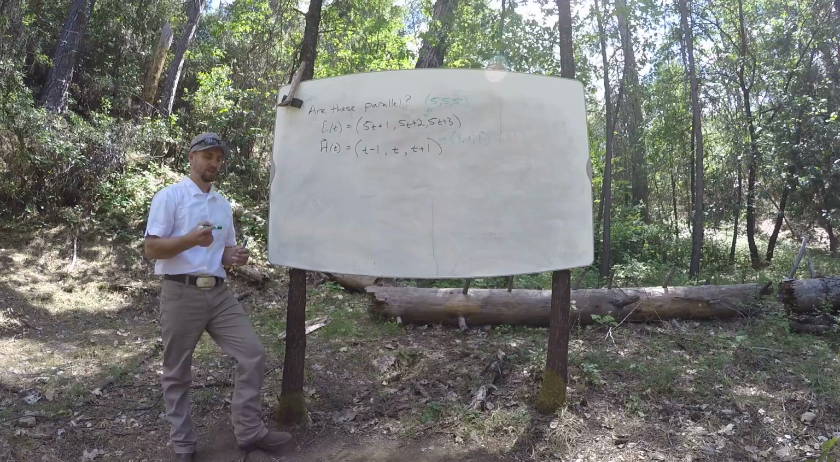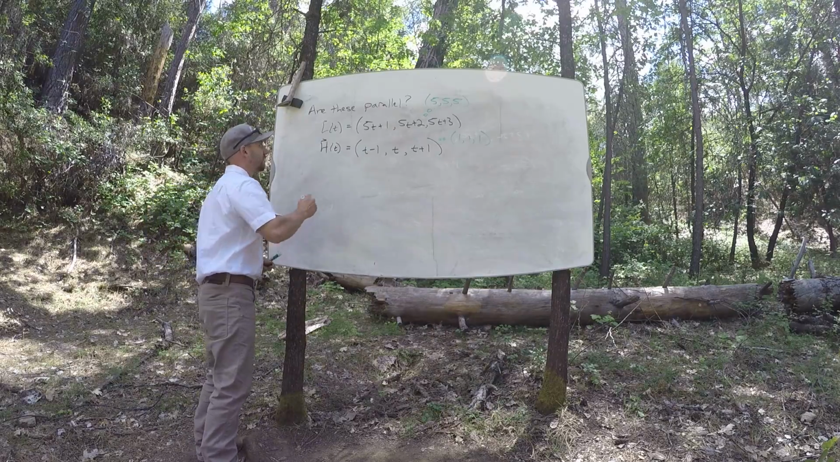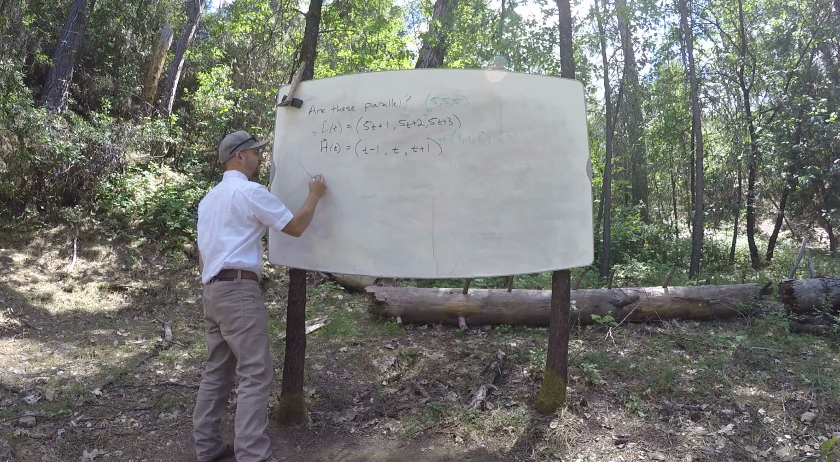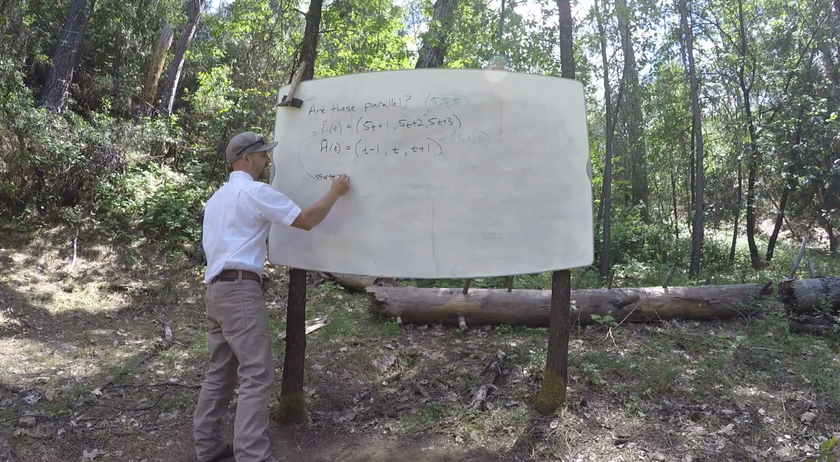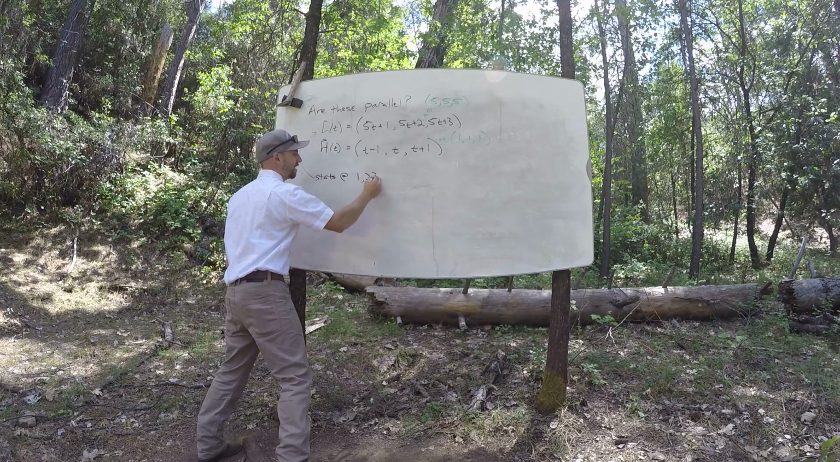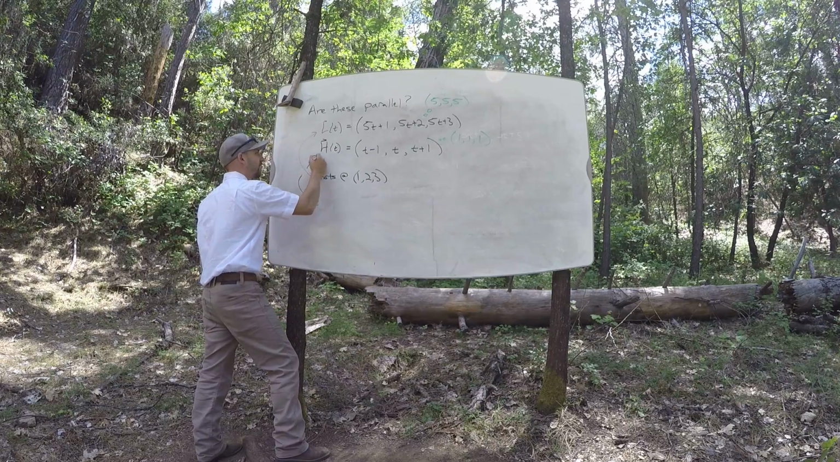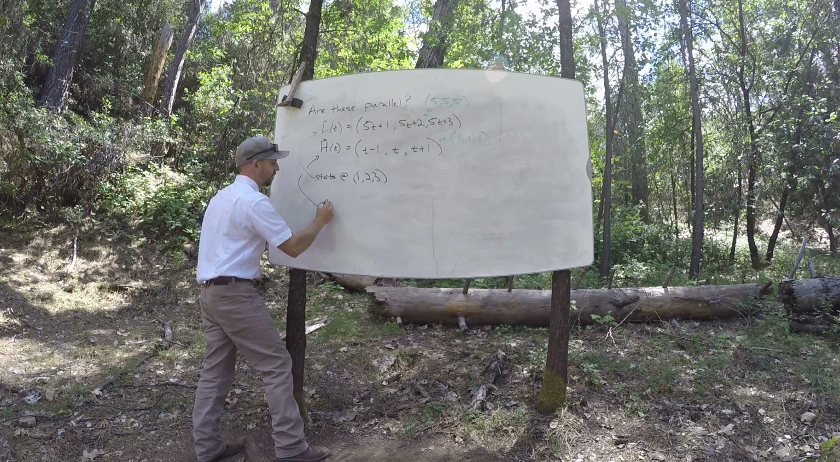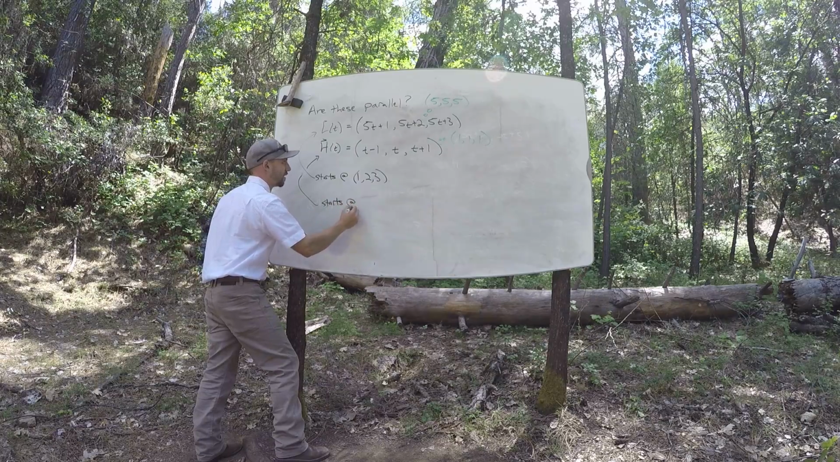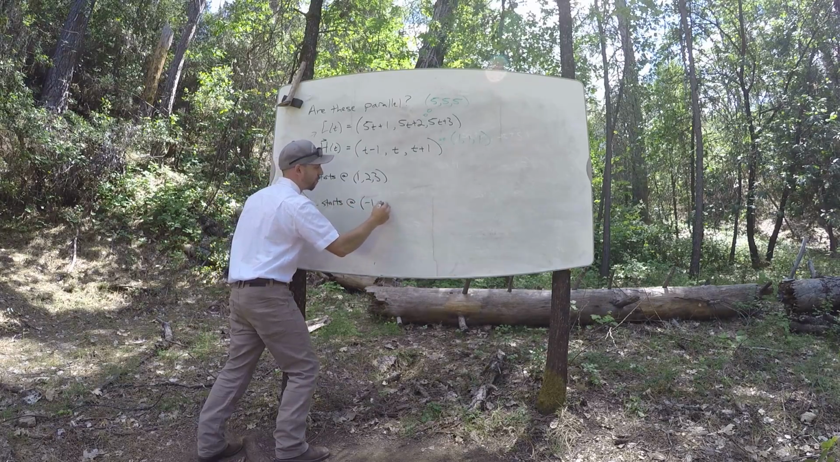No, they're not. Okay, so this one sort of starts at 1, 2, 3. And the other one sort of starts at negative 1, 0, 1, right?